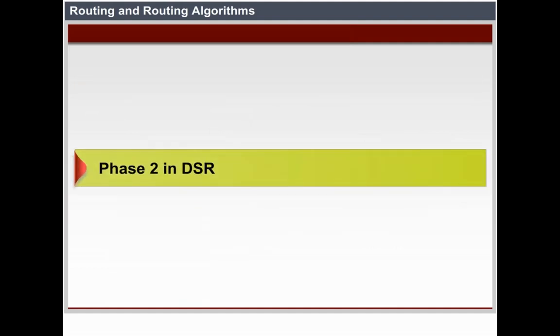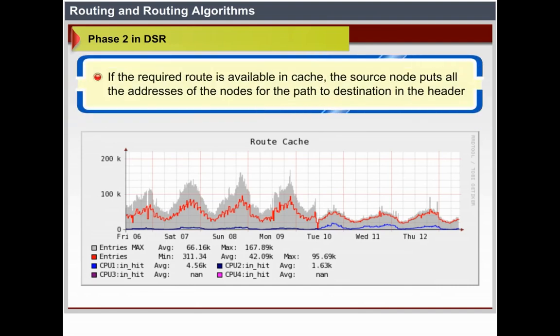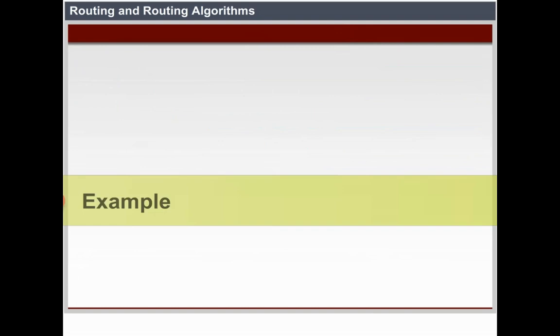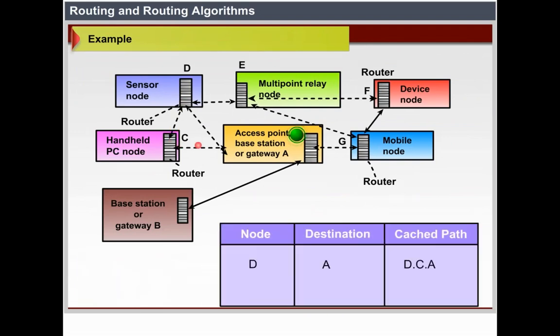Phase 2 in DSR. When any source node desires to send a message, it first looks at its route cache. If the required route is available in cache, the source node pulls all the addresses of the nodes for the path to destination in the header. Example: assuming that there is a message from a MANET node D in the network. Node D, destination A, cached path DCA. Node D, destination B, cached path DCAB. Node D, destination F, cached path DEF.